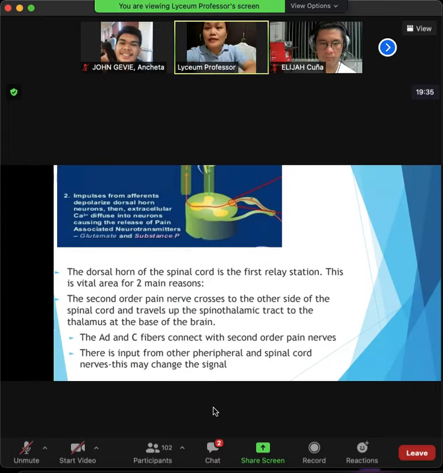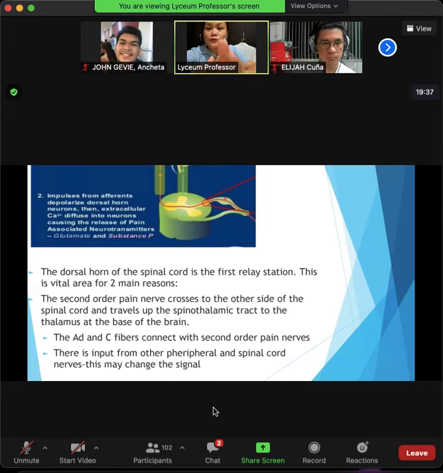So the second pathway is the dorsal horn of the spinal cord, in which you have your first relay station. This is a vital area for two main reasons. The second order pain nerve crosses to the other side of the spinal cord and travels up the spinothalamic tract to the thalamus at the base of the brain. Tandaan ninyo, spinothalamic tract ang ascending tract for your pain.